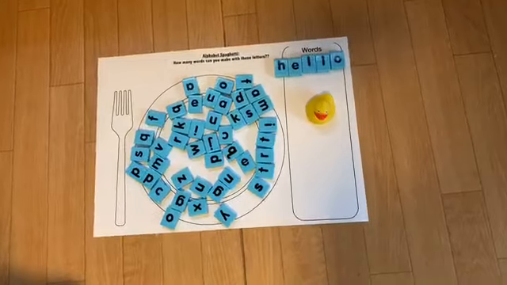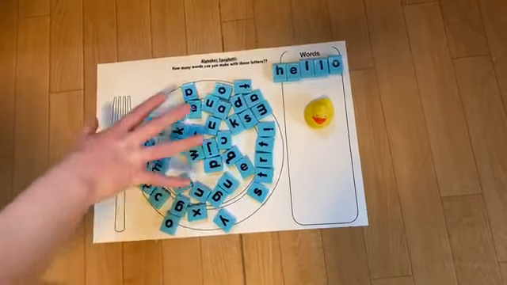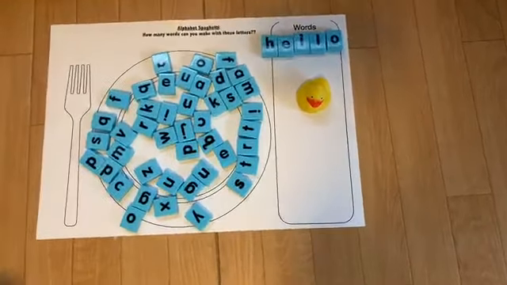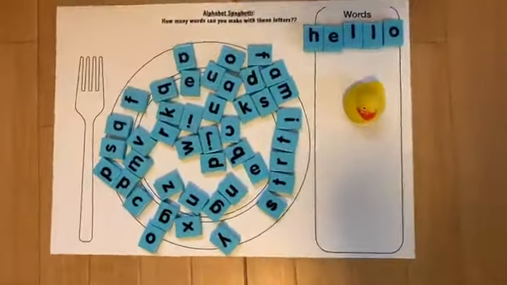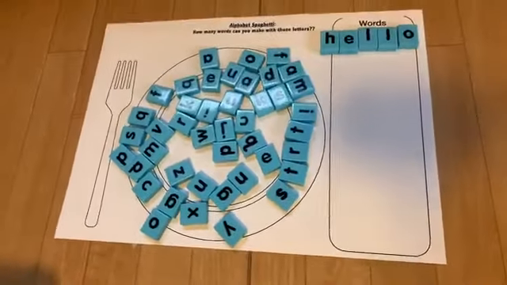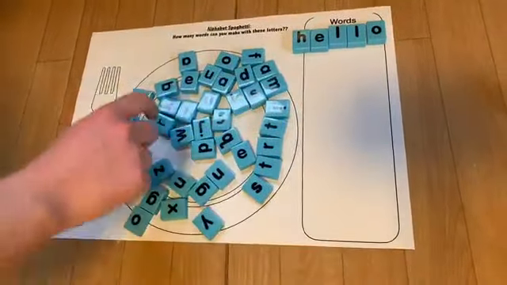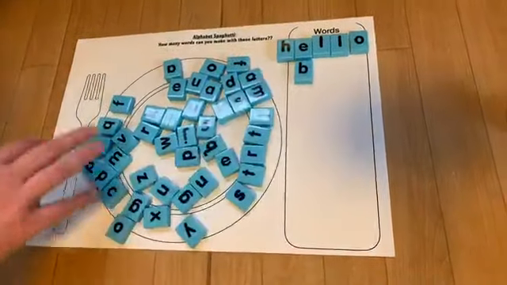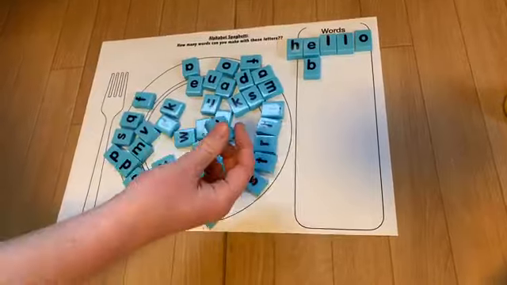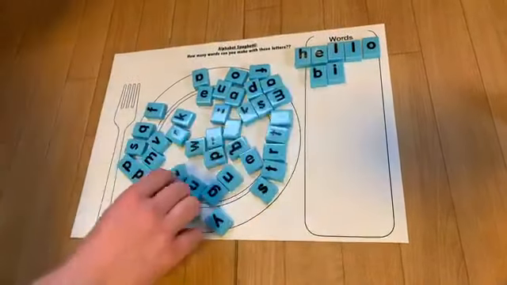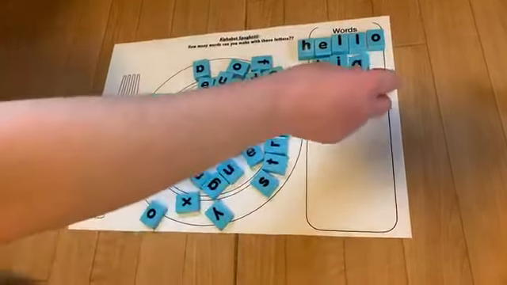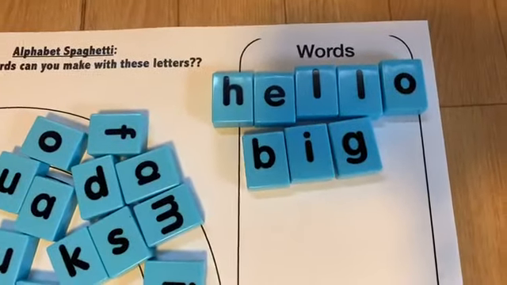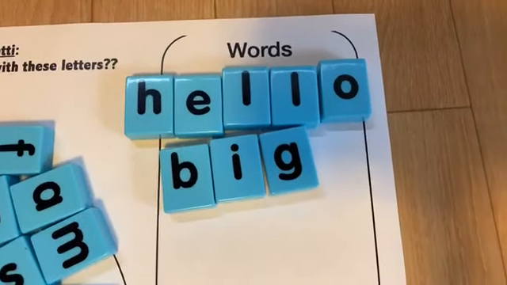Hello. So, how many words can you make with these letters? If you can make a word, so... No, we just said big, hey? Big. So for big, we need a B. I think that's a B there. Yeah, we got a B. We have an I. And we have a G. So that is big.